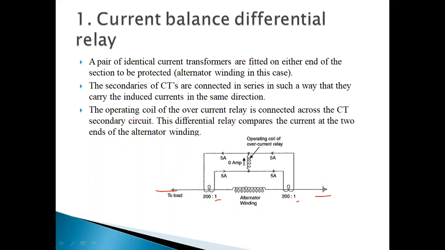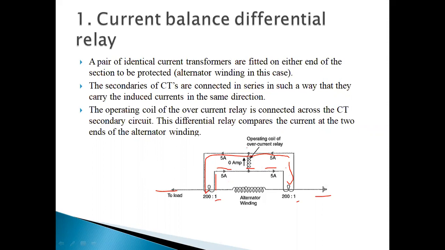Actually this 5 ampere is shown only for your reference. That is, all similar currents are flowing. So here the two similar secondaries of the current transformers are connected in series. You can see in this secondary side of the current transformer, current is flowing in this direction, then again current is flowing in this direction through this CT. Means these two CTs are connected in series.